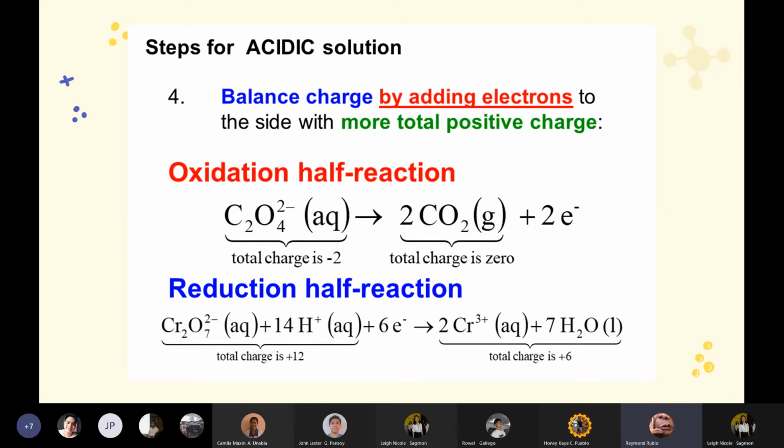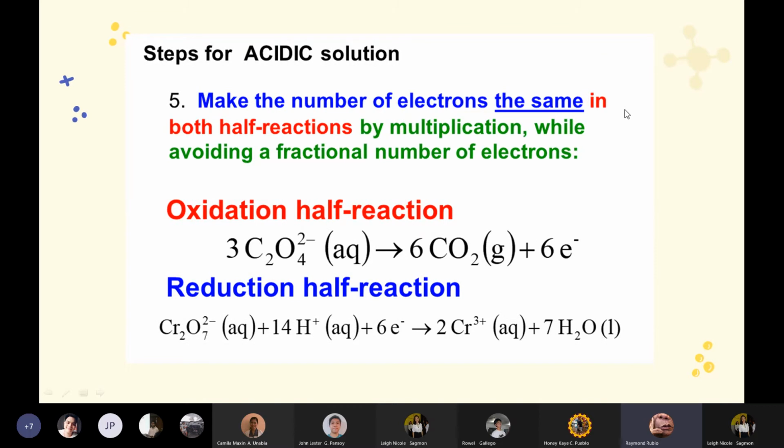Next slide, please. Then, ato siya i-make sure nga for both half reactions, same ang number of electrons. So, sa oxidation half reaction, naa siya 6 electrons sa product side. Then here, naa siya 6 electrons sa reduction half reaction nga sa reactant nga side. So, balance na sila.